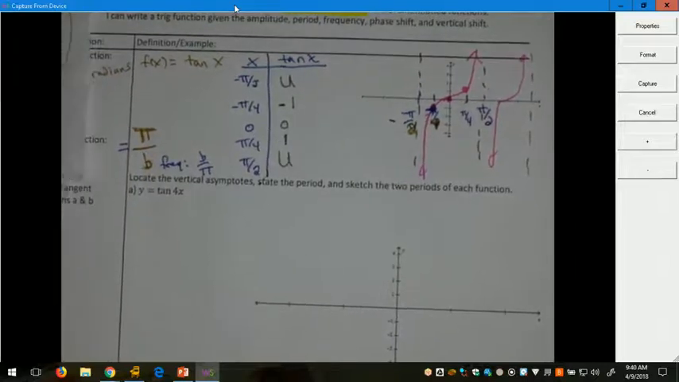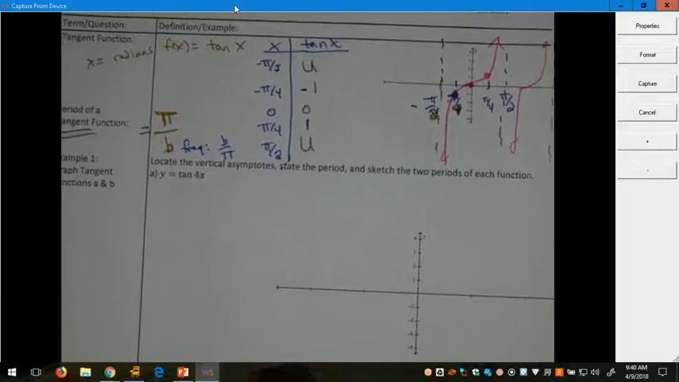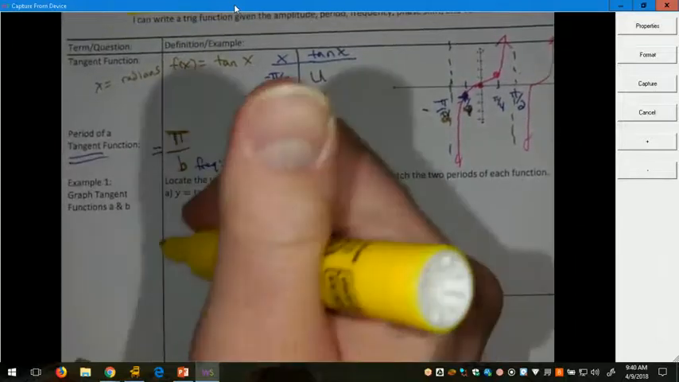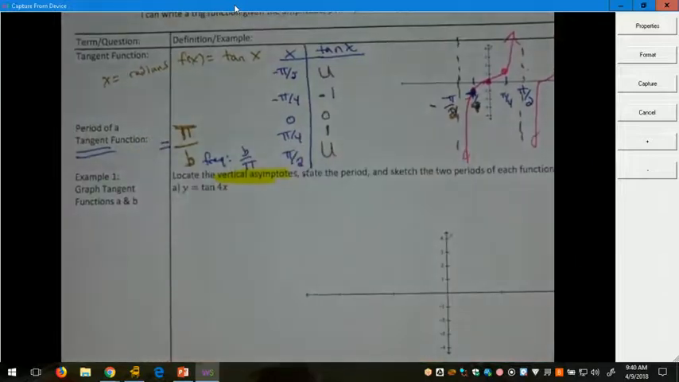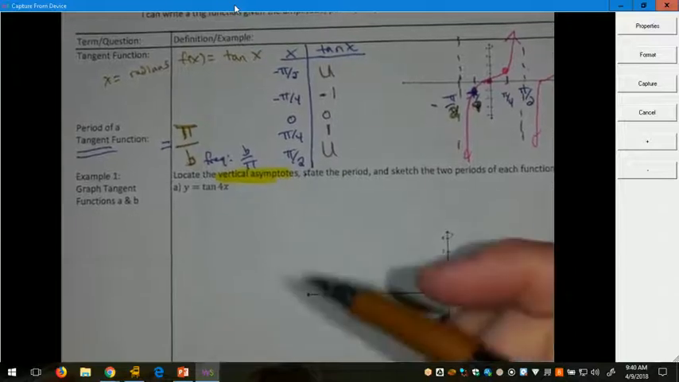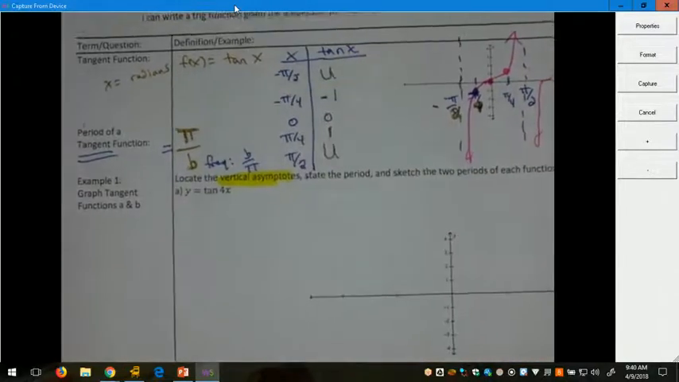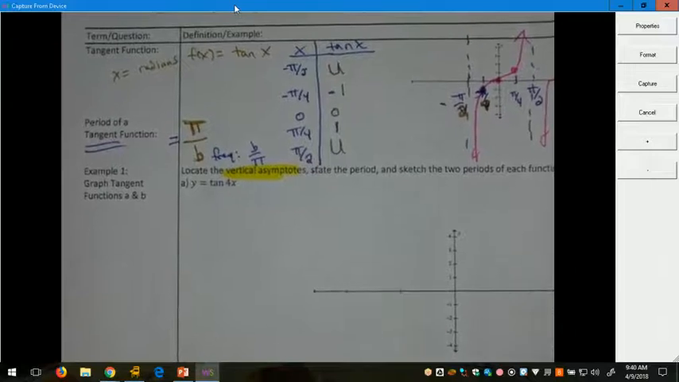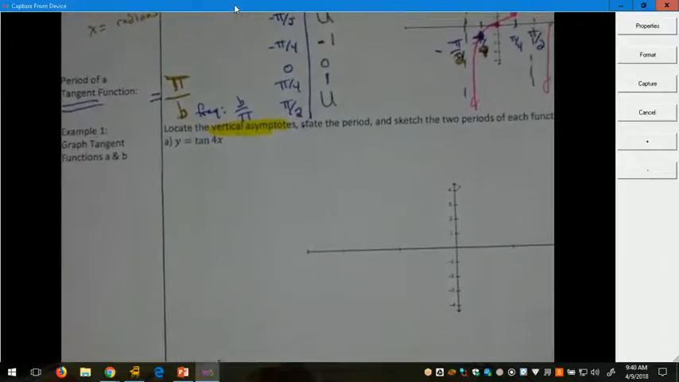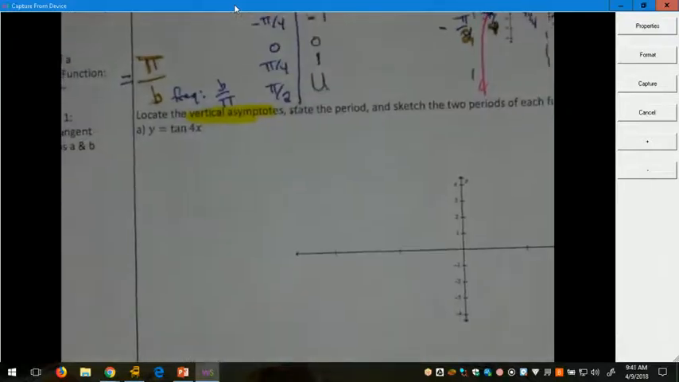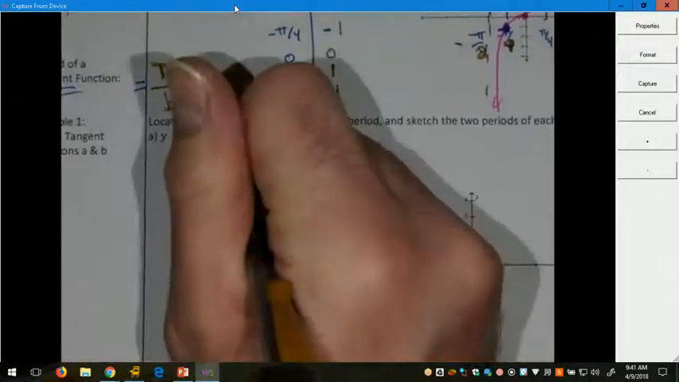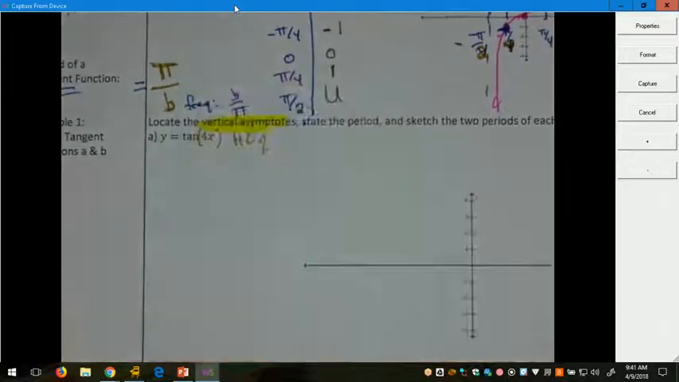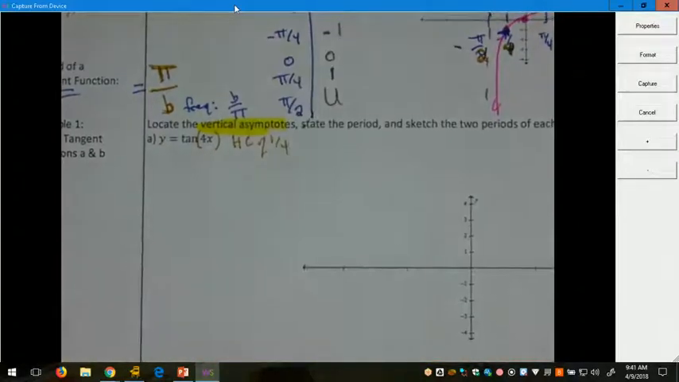All right, locate the vertical asymptotes. That's going to be important, but we have to first figure out what the period is and figure out where the original vertical asymptotes are, or where the first one that we want to use is. So right now, is that 4 inside or outside of the tangent function? Inside. So is that going to affect the graph horizontally or vertically? Horizontally. It will be a horizontal compression of 1/4.